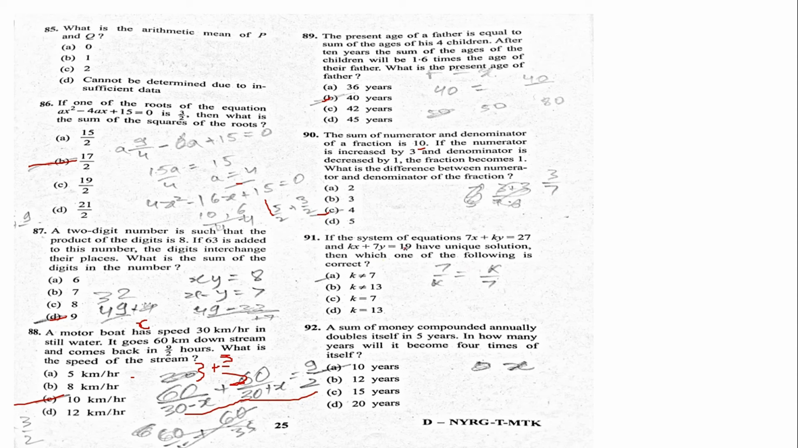And now the system of equations for a unique solution, we know a1 by a2 should not be equal to b1 by b2. So this gives the right answer as k not equal to 7.